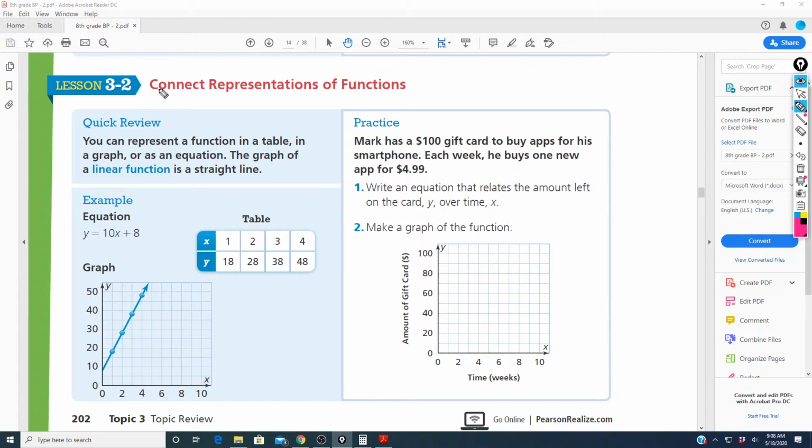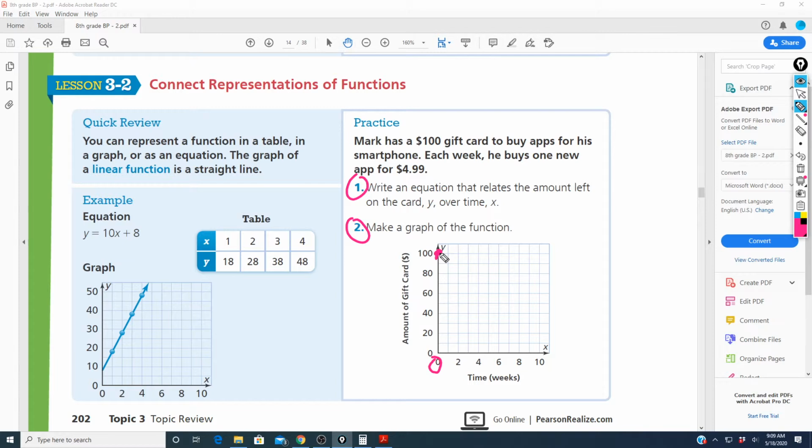So Mark has a $100 gift card to buy apps for his smartphone. Each week he buys one new app for $4.99. It says write an equation that relates the amount left on the card y over time. What does he start with? Here's my thing: I would do number 2 first before number 1. Because if I were to give you a $100 gift card at the start, at your 0 weeks, you're going to have $100 on that gift card, right?